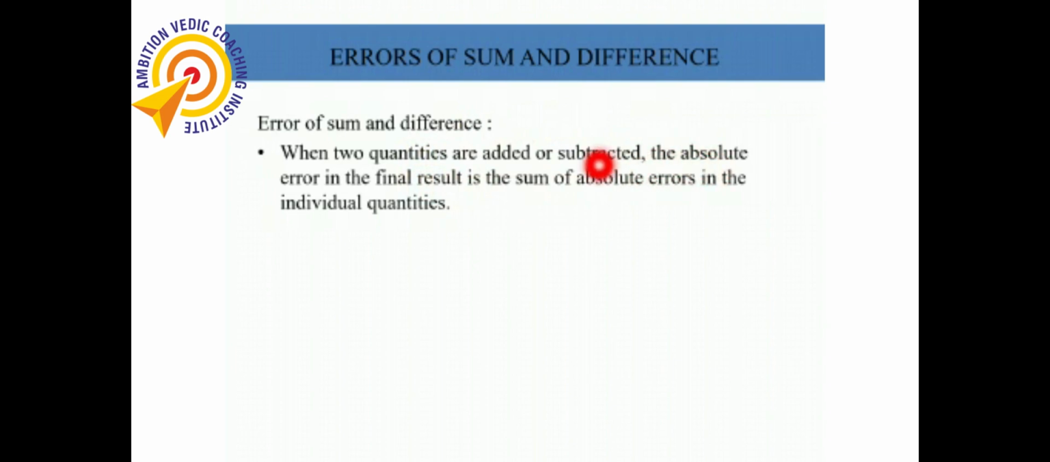So the absolute error in the final result is the sum of the absolute errors in the individual quantities. Because A and B have error in them, definitely C will also have error in it. That is what is known as error if the two values are added or subtracted. So we'll see an example. Let's say it is C. So C is the final result and C is obtained by addition of A and B.